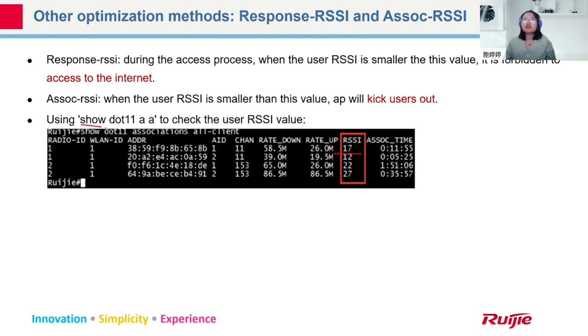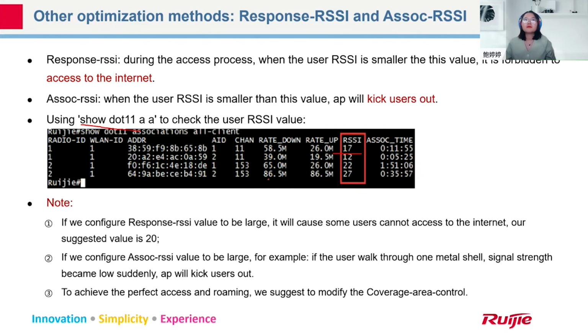We can use the command show dot11 and check the result. And here are some suggested commands. If we configure the response RSSI value to become very large, it will cause some users to be unable to access the internet. So we suggest the value is 20. If we configure the associate RSSI value to become very large, for example, the user walks slowly on the road and the strength becomes lower suddenly, then the AP will directly delete it.